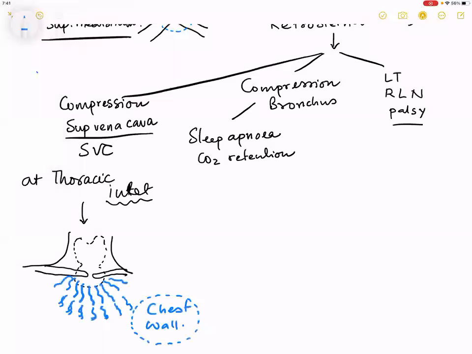This is understood clinically by a test called as Pemberton's test.